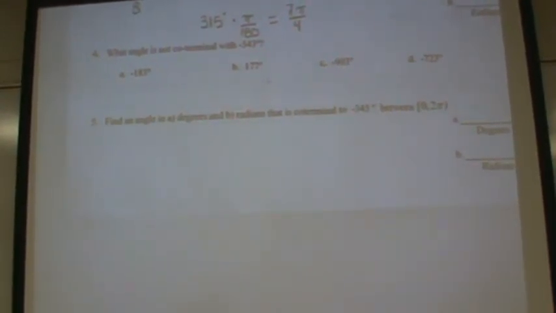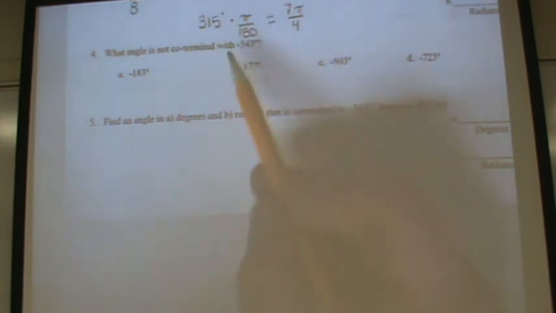Number 4 is asking which angle is not coterminal with -543 degrees. So coterminal angles, remember, was adding or subtracting 360 for degrees. So if we take -543 and added 360 degrees, we would get -183.